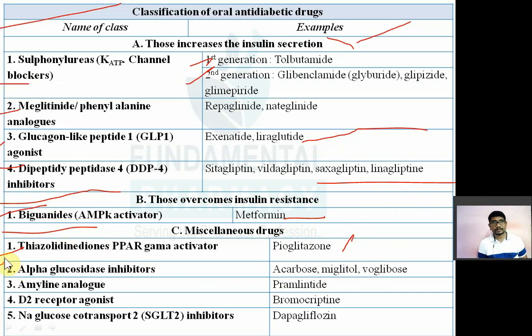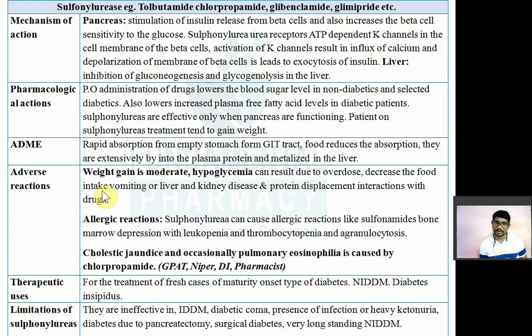Other glitazones are also there, but they are no more used because of their cardiac adverse reactions. Only two drugs are used: pioglitazone and rosiglitazone. Another category is the alpha glucosidase inhibitors: acarbose, miglitol, voglibose, etc. Then amylin analog, pramlintide; D2 receptor agonist, bromocriptine; and sodium glucose 2 transporter inhibitors, dapagliflozin and canagliflozin. Okay, this was the classification. I have explained this classification three times.